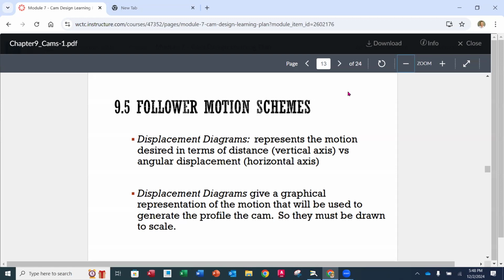So tonight we're looking at just displacement diagrams. Wednesday, we're going to be looking at generating the cam profile based on our displacement diagrams, okay? Now, they must be drawn to scale, and you will use AutoCAD. You will not sketch these, okay?